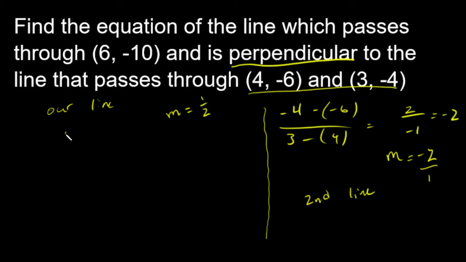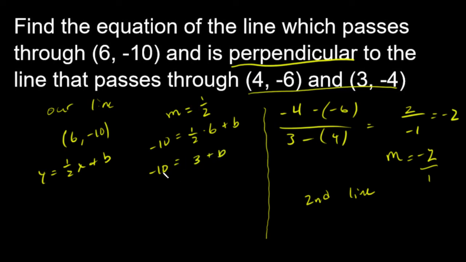So now that we know that it passes through (6, -10), and it has a slope of 1/2, you just do the same exact thing we've been doing. y equals 1/2 x plus b. Plug in 6 and -10 for x and y. -10 equals 1/2 times 6 plus b. Solve for b. -10 equals 3 plus b. Subtract 3 from both sides. -13 equals b. And so y equals 1/2 x minus 13.